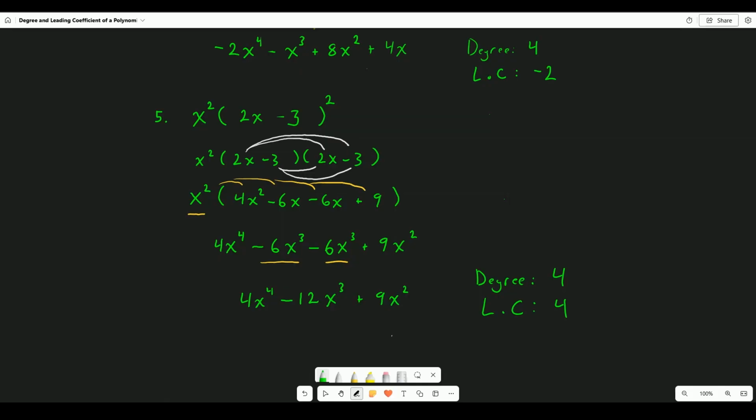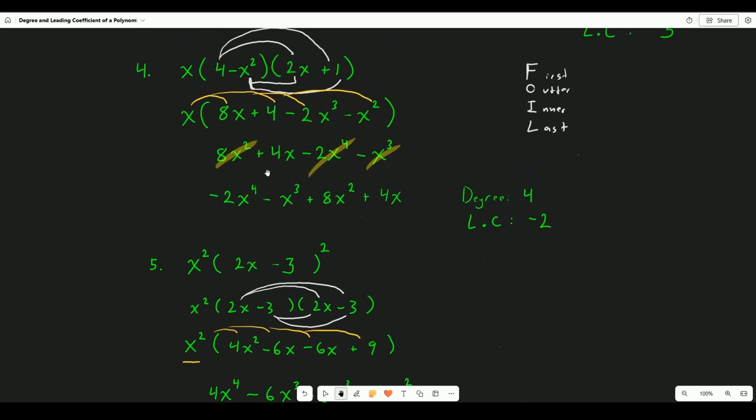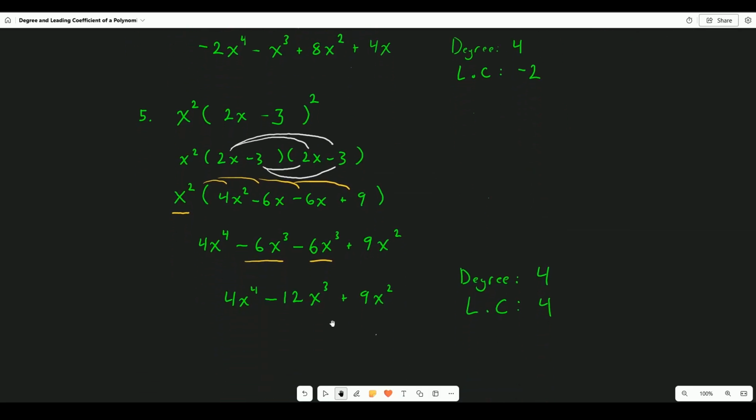And there you have it, guys. So pro tip, remember, expand if you have to, but never forget to organize them in order. You have to put them in order. Otherwise, you will get the answer incorrect. Look at this number 4 example. If we didn't put them in order, I could have said that it was degree 2 and leading coefficient 8, and that is very different from the actual answer. So always put them in order, and then from there, you can get the degree and the leading coefficient.